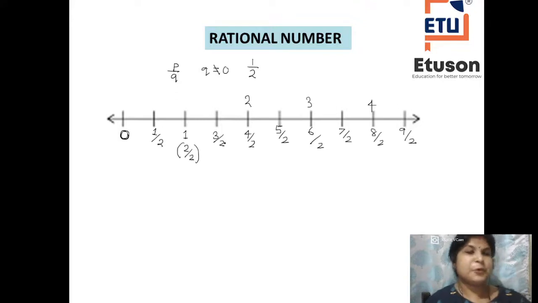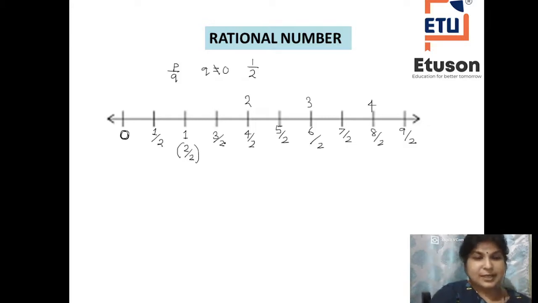You have to mark that particular point on the number line, and remember, you have to take the denominator and divide the space between two numbers into that many equal divisions. Hope it is clear. There is another way you can easily represent half.